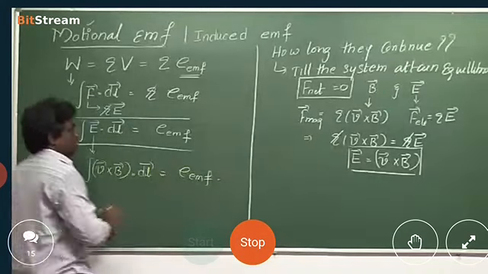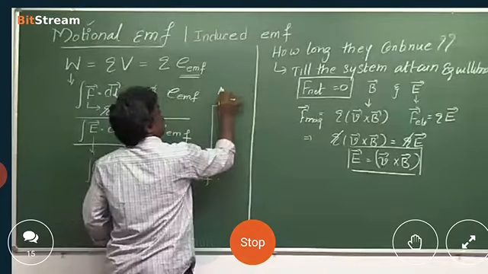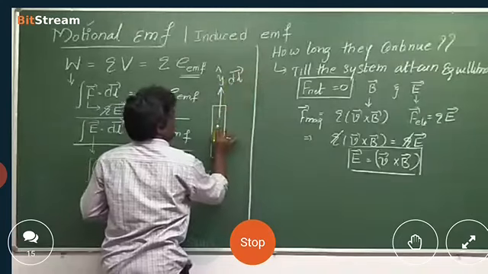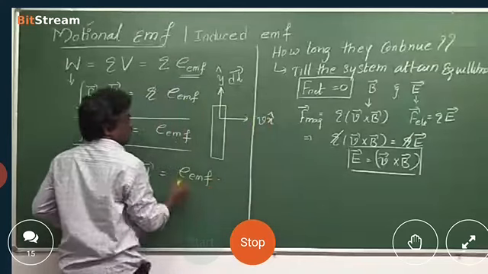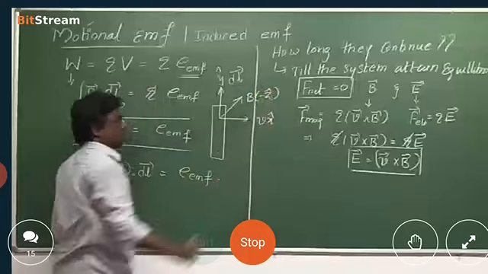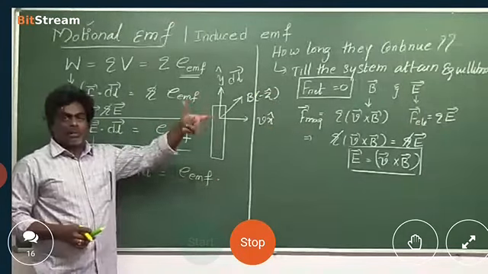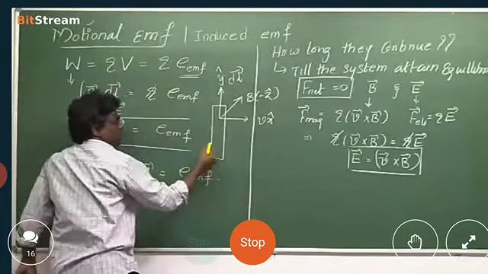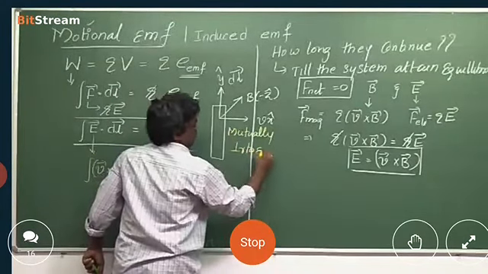Now once again go back to the situation. This is the length of the rod, which is along the y-axis, meaning dl bar. This is your velocity along the x-axis, v x cap, and this is your magnetic field, B minus z cap, which is into the board. Now see, all these three are mutually perpendicular to each other.